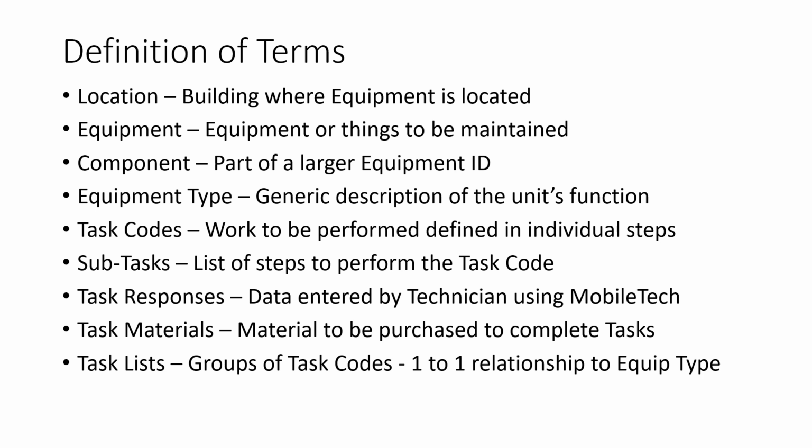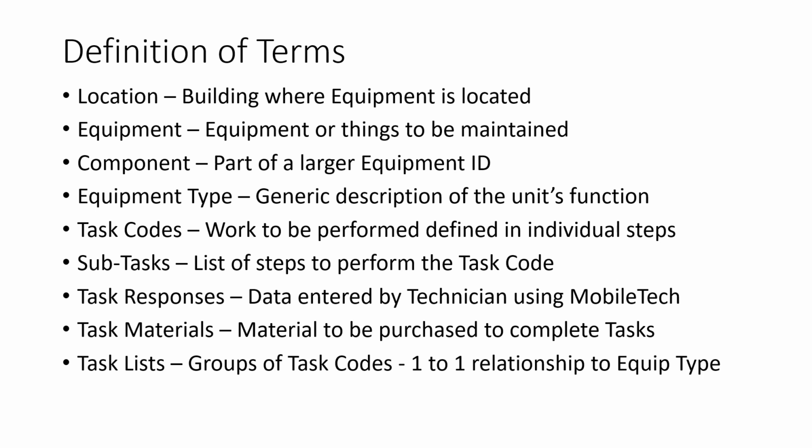Components are parts of a larger equipment ID. We'll talk in more detail about this later, but components don't necessarily get preventative maintenance done on them themselves. The preventative maintenance is on the larger piece of equipment. Equipment type is a generic description of the unit's function. We use equipment types to tie to preventative maintenance task lists, and this is an important link within the software that we'll talk about in greater detail later.